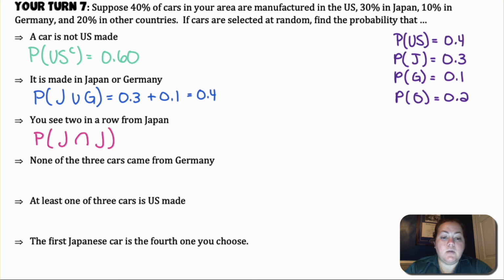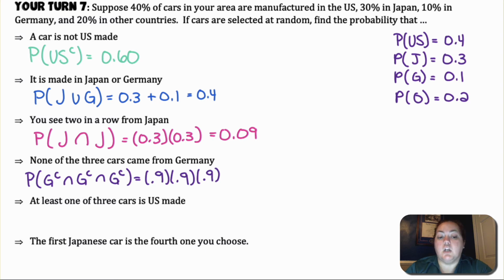You see 2 in a row from Japan. So Japan and Japan, which should be 0.3 times 0.3. Okay, I'm assuming this is a large enough sample that I don't have to worry about, like, well, now there's 1 less possibility from Japan, right? None of the 3 cars came from Germany, so not Germany and not Germany and not Germany. Well, Germany was 10%, so 90% would be not Germany 3 times, so 0.729.